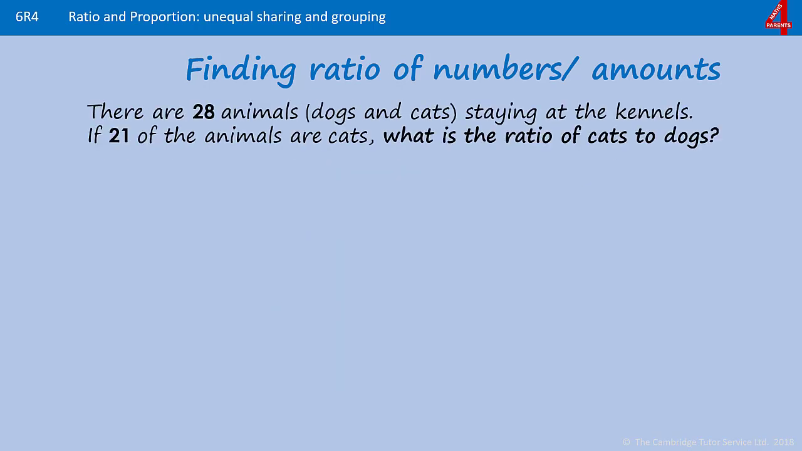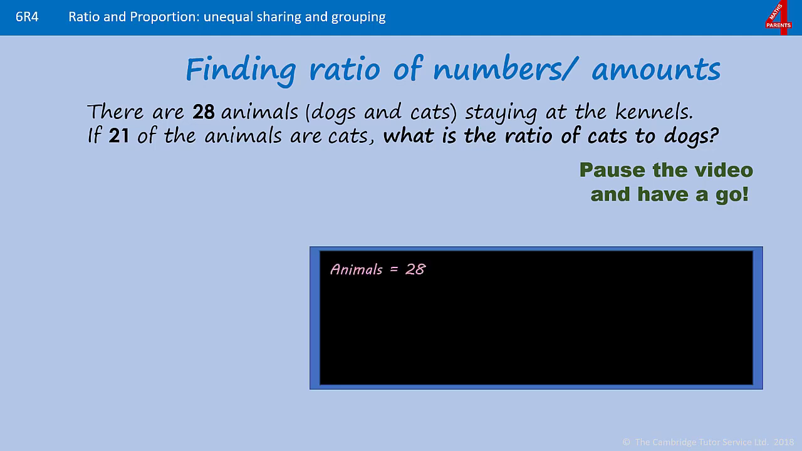This is one for you to try. There are 28 animals, dogs and cats, staying at the kennels. If 21 of the animals are cats, what is the ratio of cats to dogs? Pause the video, have a go.